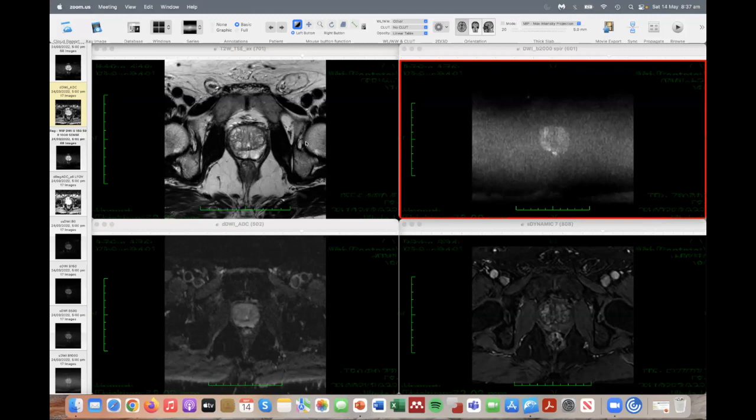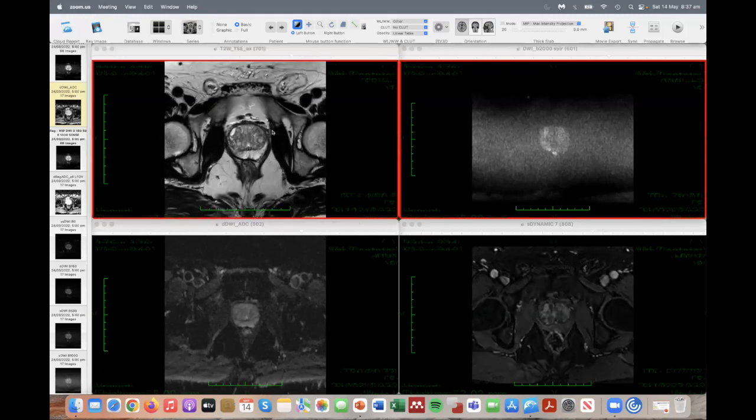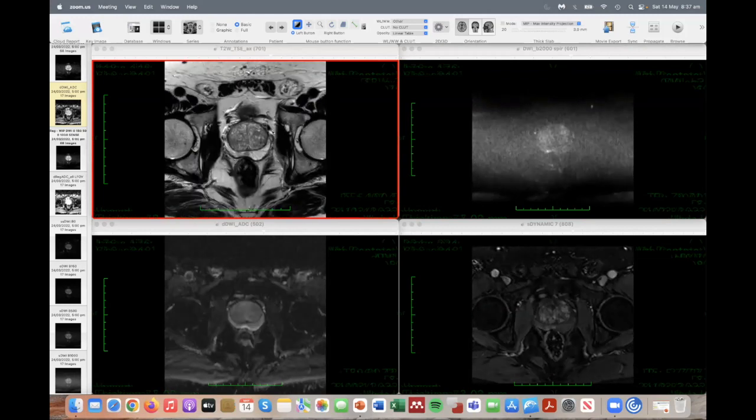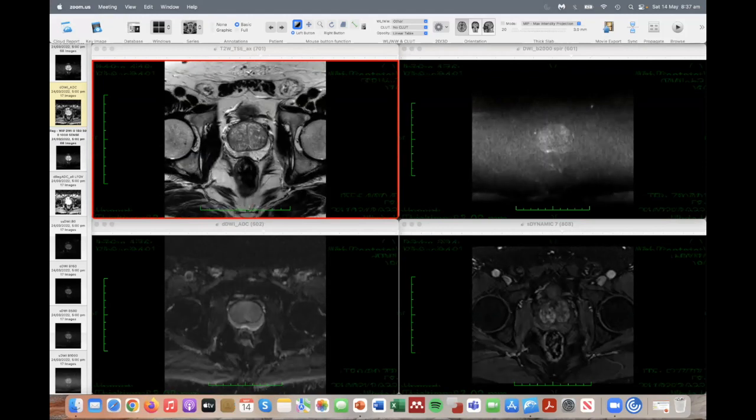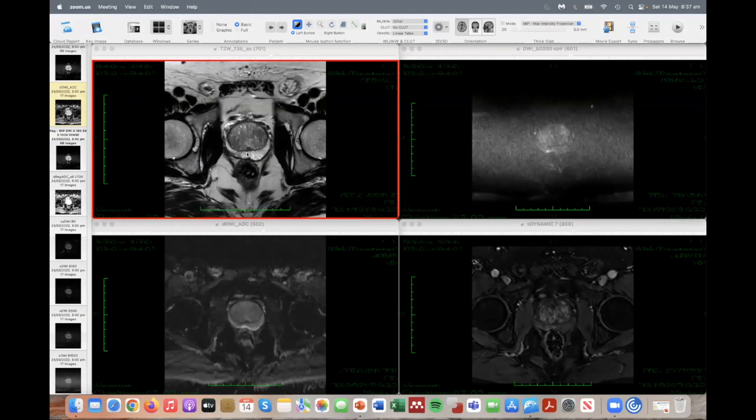Okay, so now you can see the third scan here. The first thing we have to say about this scan is this is a 3T scan, while the other ones were from a 1.5T. So we can see a better quality of the T2 imaging, although the quality was already good with the 1.5 scan. And again, we can see the lesion here on the right.